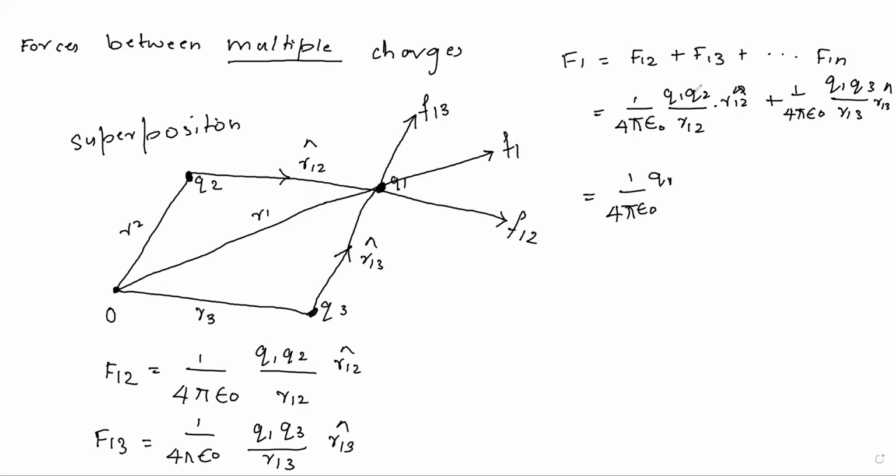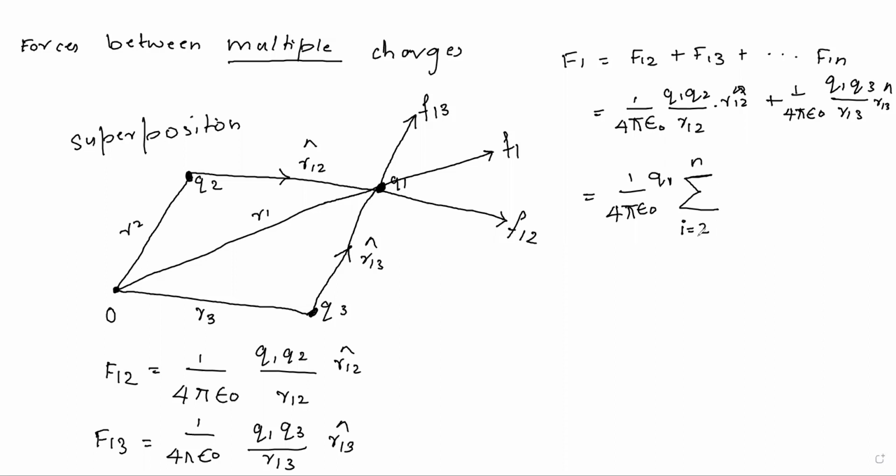Q1 is common. Only these charges are changing, but the Q1 charge is the same. Q1, Q2, Q1, Q3, and so on till Q1, Qn, right? So we take Q1 outside, and then we write a summation. We are taking the sum of all these things, so we'll introduce the symbol of summation.